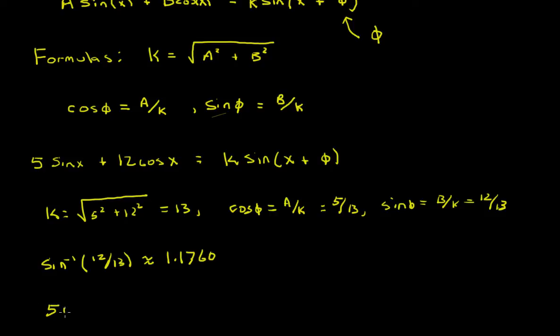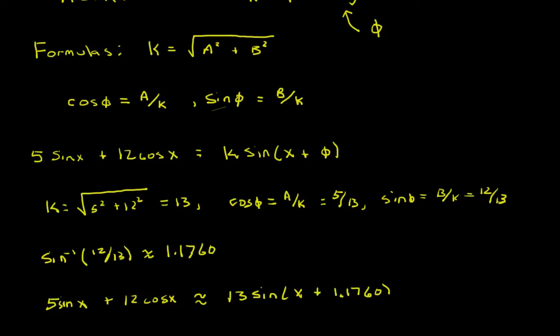The final answer is that 5 times the sine of x plus 12 times the cosine of x is approximately, I'm going to use an approximation symbol since we're rounding that phase, approximately 13 sine of x plus 1.1760. Now that phase is not unique. We know because sine is periodic with period 2 pi, we could add any integer multiple of 2 pi to this phase and we would still be okay.